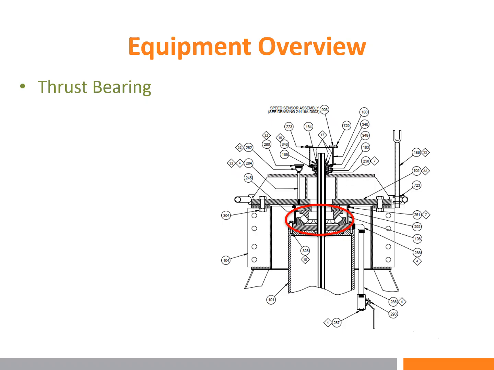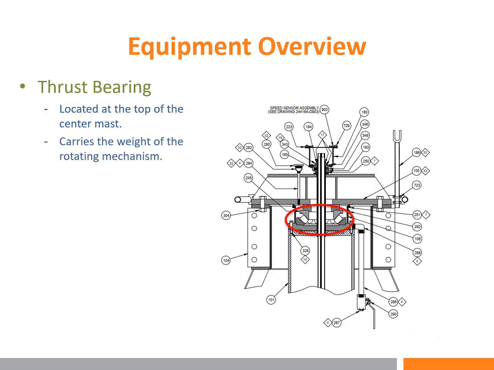The next item is the thrust bearing. The thrust bearing is located at the top of the center mast, as shown to the right with the red oval. It carries the weight of the entire rotating mechanism. It's oil lubricated, so it sits within a housing, so the bearing rotates within an oil bath, and it has an estimated life of over 30 years.